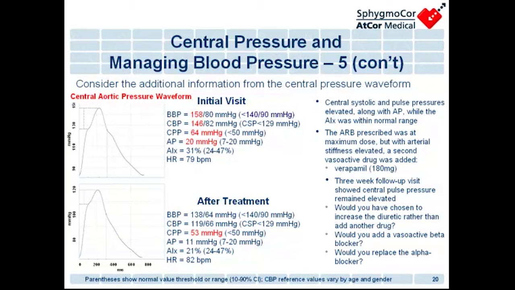So the question is, would you have chosen to increase a diuretic rather than add another drug? Probably not. Would you add a vasoactive beta blocker? Possibly. Would I replace the alpha blocker? Possibly, but probably what I would do would have been to use a drug like amlodipine, which is probably a little more potent at full dose 10 milligrams than verapamil 180 milligrams on the central pressure. That's what I would have done, but there are other arguments for doing other things. But the point is that, by and large, as we know now, thiazide diuretics don't disproportionately lower the central pulse pressure.